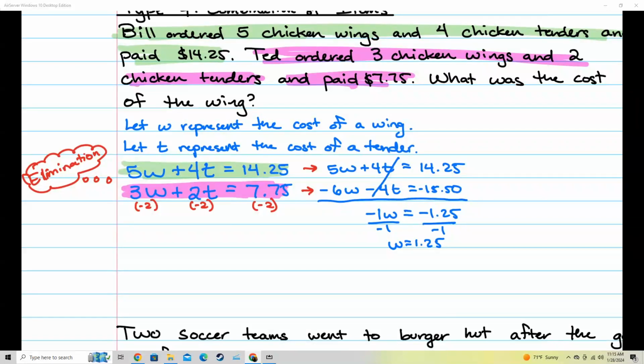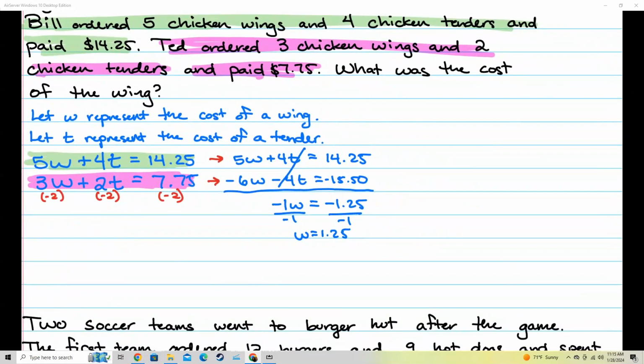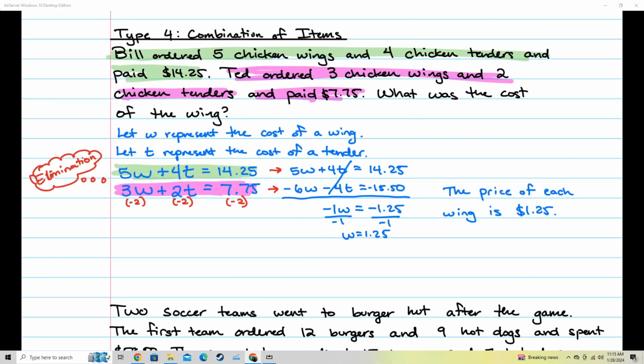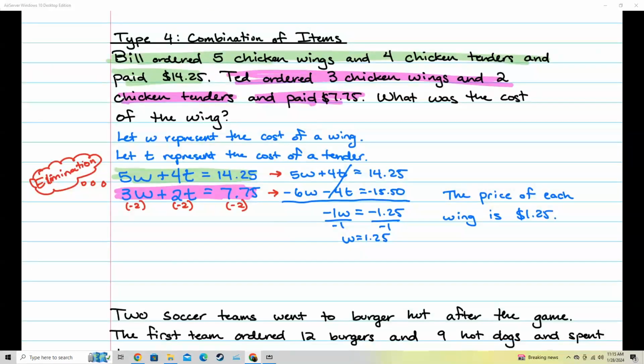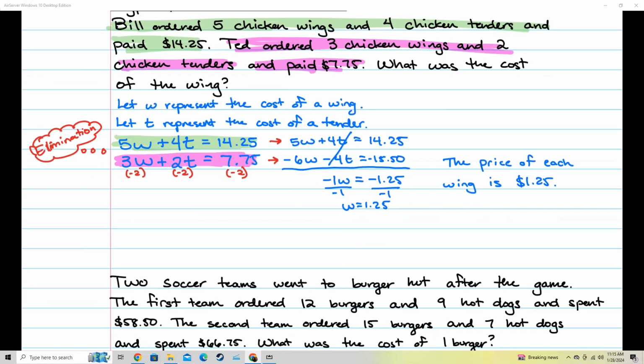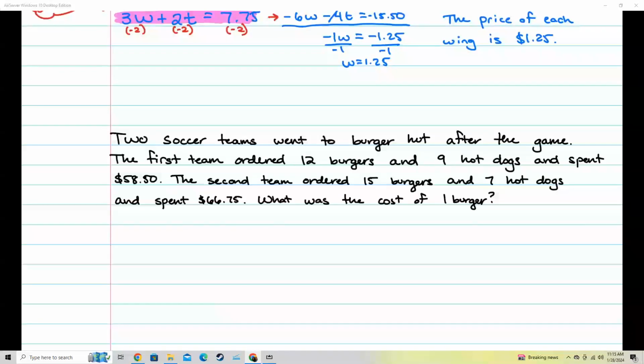So I don't need to find the second part of this answer. They're just asking me for the price of the wing. So I can say the price of each wing is $1.25. All right, we're done with the first example, and we're almost done with the notes because we're down to our last one.